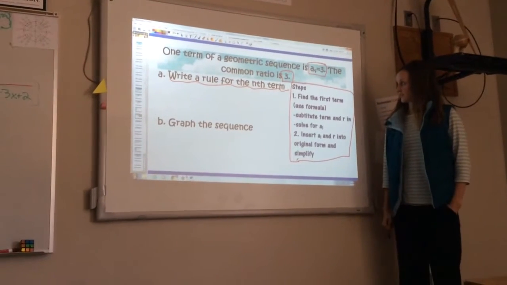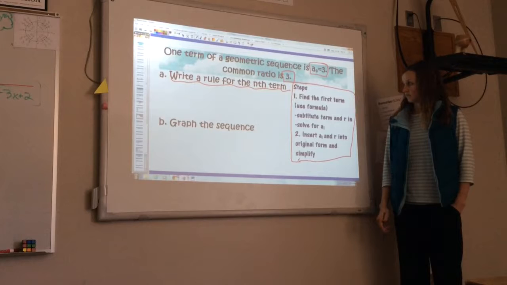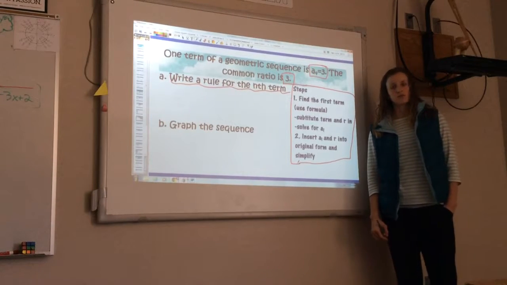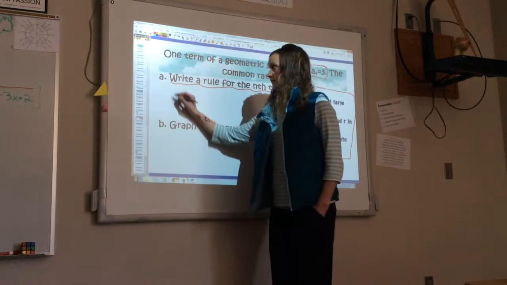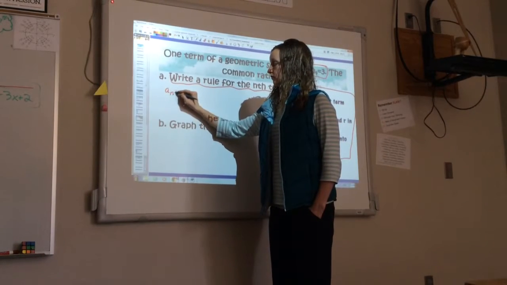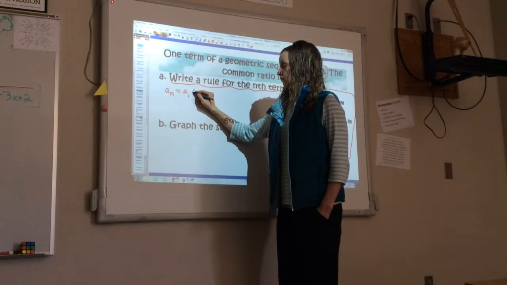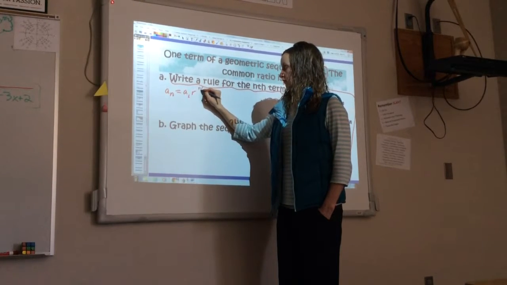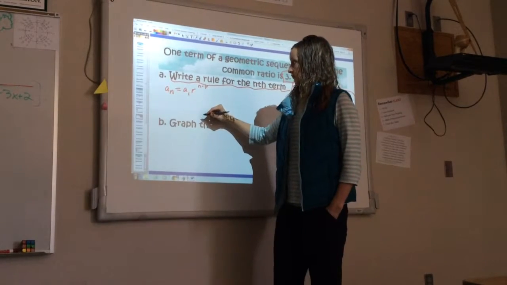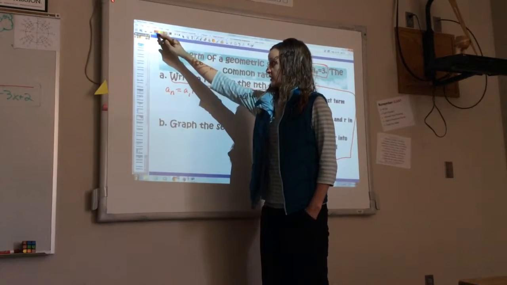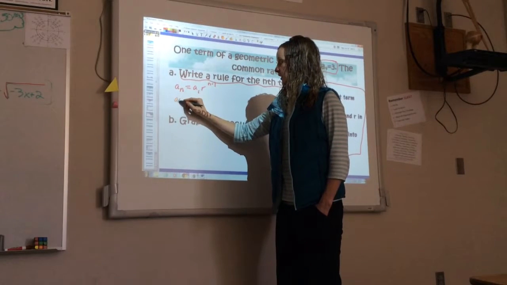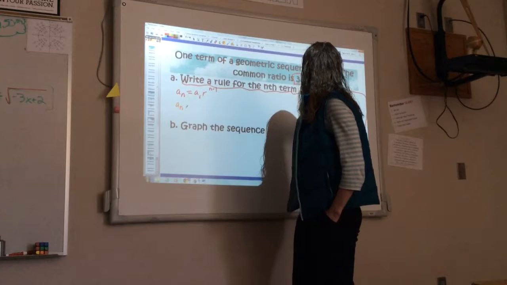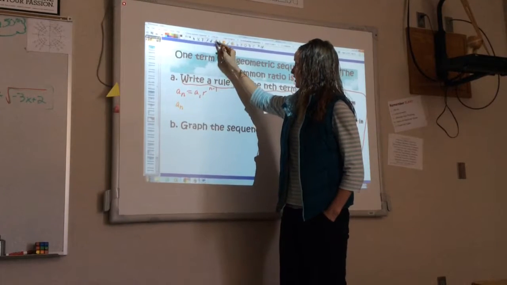So let's go through this. Find the first term. What's the formula we have to use? A sub n equals A sub 1 times R to the n minus 1. Because it's geometric, yes, so we have to make sure we're working with the right formula. We have A sub n. Right here it says we know A sub 4 equals 3.